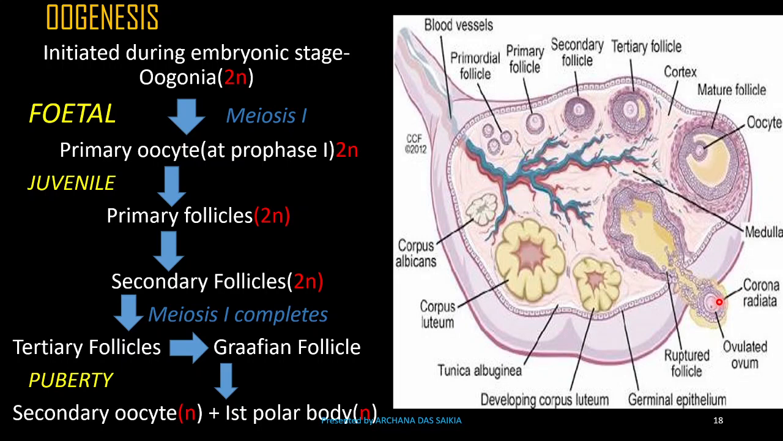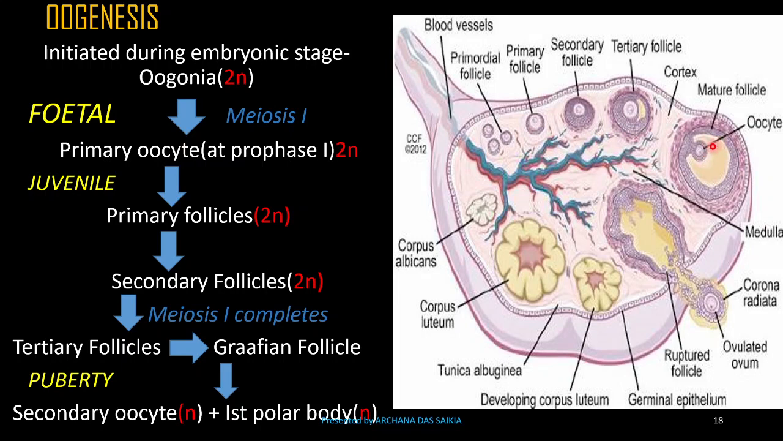Now the outermost layer, the layer covering the secondary oocyte, is known as the corona radiata. Of course, it is formed layer by layer. The secondary oocyte moves to one side of the cell, leaving an empty fluid-filled space, which is known as the antrum.